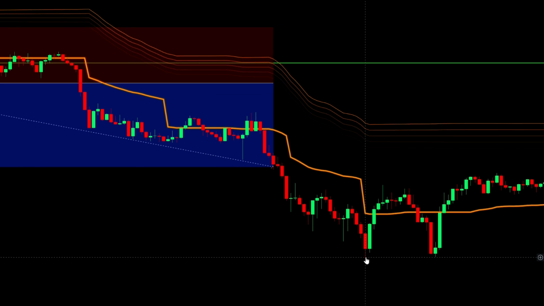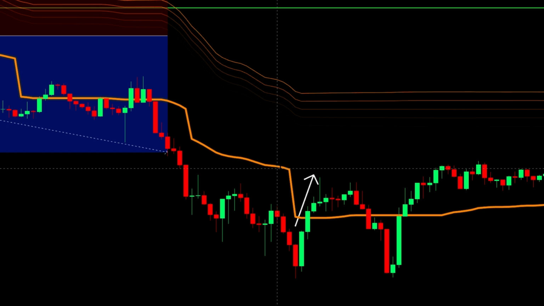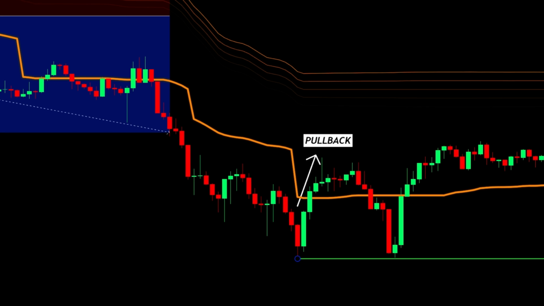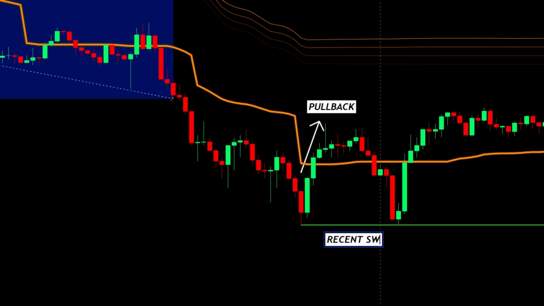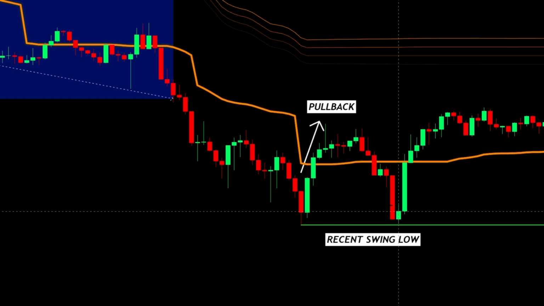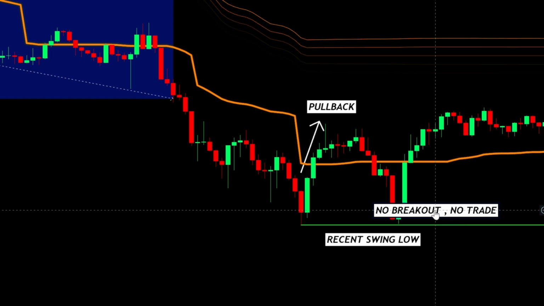Let's keep following the chart. We're still in a downtrend. Price pulls back again above the central line. So we mark the newest swing low. Price breaks back below the center line, but it fails to break the swing low. That means momentum is weak. No breakout means no trade. We skip it. That single decision saves you from unnecessary losses.